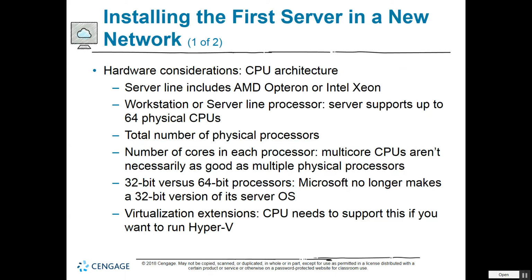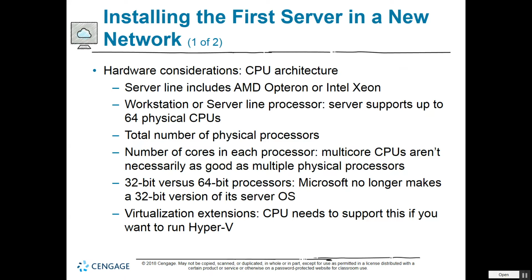Now, the server line includes AMD Opteron or Intel Xeon. Workstation or server line processor. Server supports up to 64 physical CPUs. Now, the total number of processors, the number of cores in each processor is the big deal, because they're looking at cores now, not just the processors. Multi-core CPUs aren't necessarily as good as multiple physical processors.